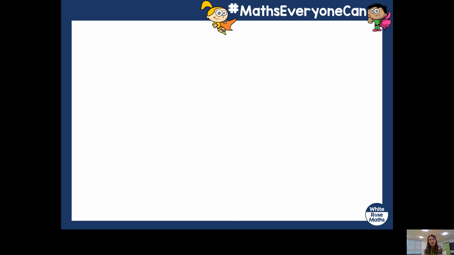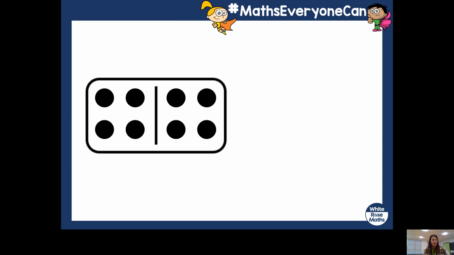Okay, now it's your turn, reception, to have a go exploring combining 2 groups. In your home learning packs, you have got some dominoes. You're going to combine the spots together on one side and then count the spots on the other side and combine them to make a group. And how many have you got all together? So that's your first task, and then your challenge is to create your own domino track.